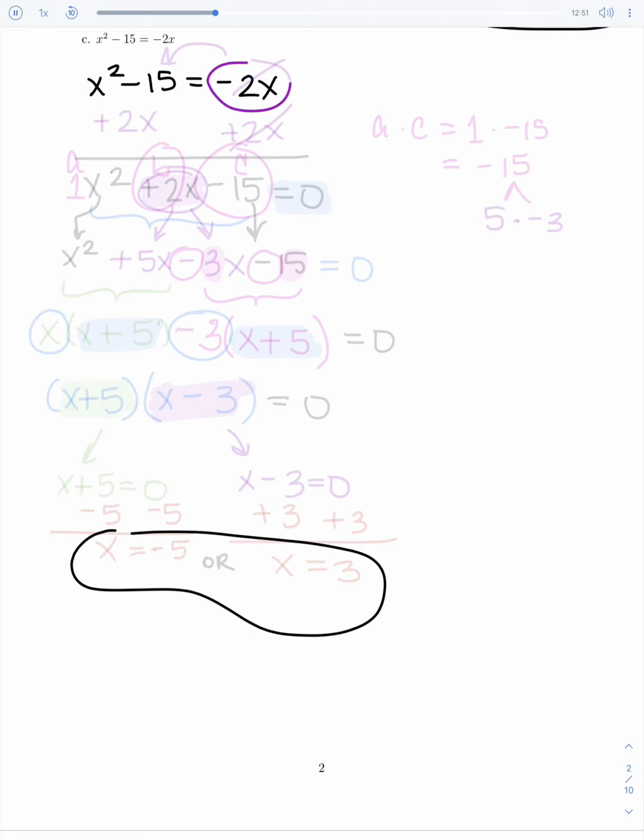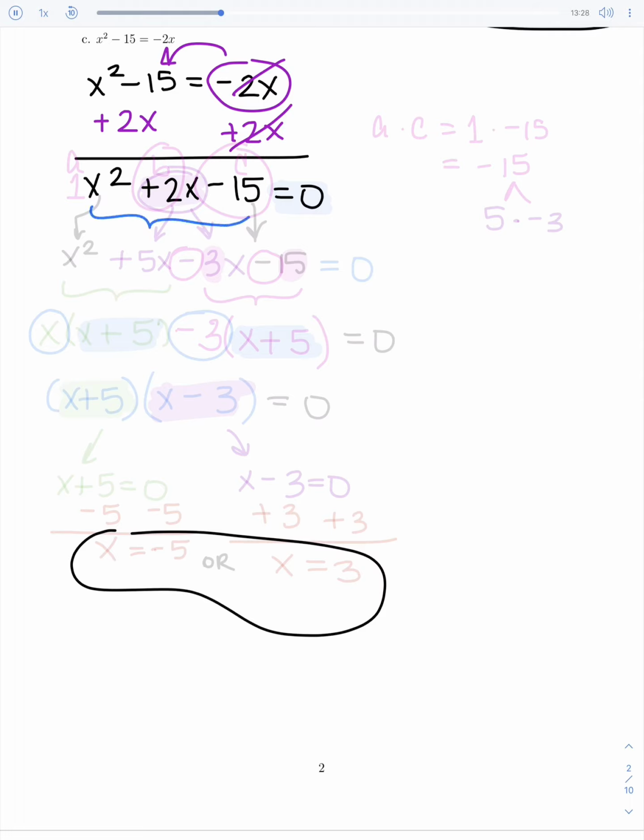So that means I want to get rid of this negative 2x and move it to the other side. How am I going to do that? I can't just move it. I need to actually do this mathematically by adding 2x to both sides, and that will actually move the negative 2x from one side to the other, because now I'll have x squared plus 2x minus 15 now equals 0. Now, once we have that it equals 0, I can just go to factoring.